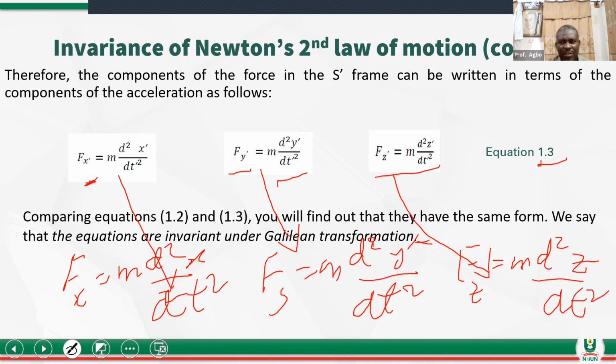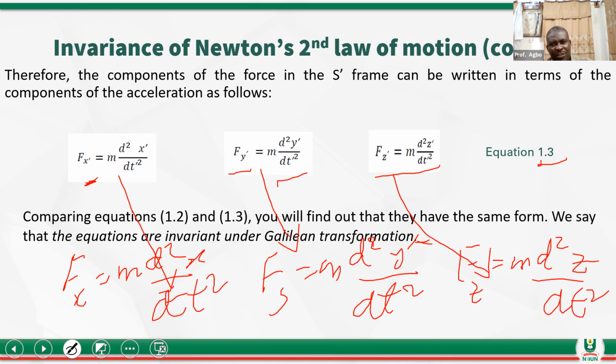Nothing changed. So by virtue of this, we now say that the equations are invariant under Galilean transformation. It does not change any form. That's Newton's second law does not change under Galilean transformation. So that is what we now obtain.